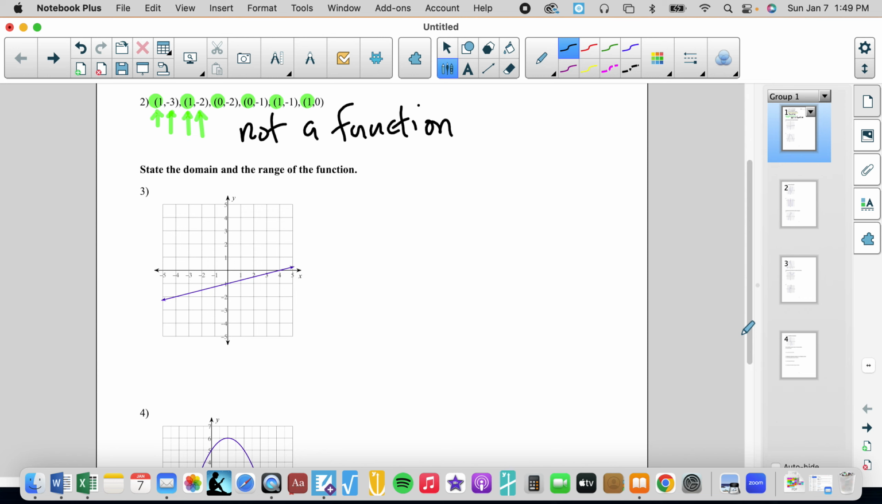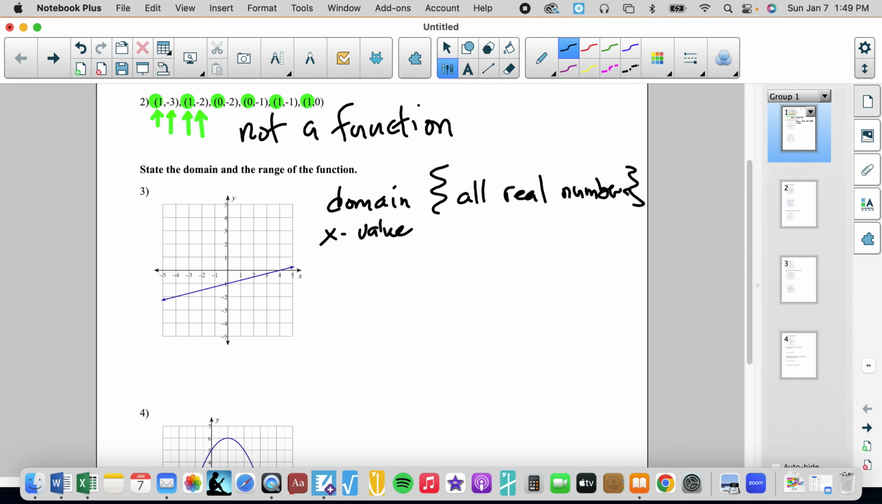State the domain and range. We want to know what the domain refers to: the x values. So we want to know all of the x values that are solutions to this line. Since those are arrows and go on forever, our x value, our domain, is going to be all real numbers. We go from -infinity to +infinity. The way we state that when we're talking about domain, we say all real numbers. You can't do -infinity to +infinity. That's not the proper way.